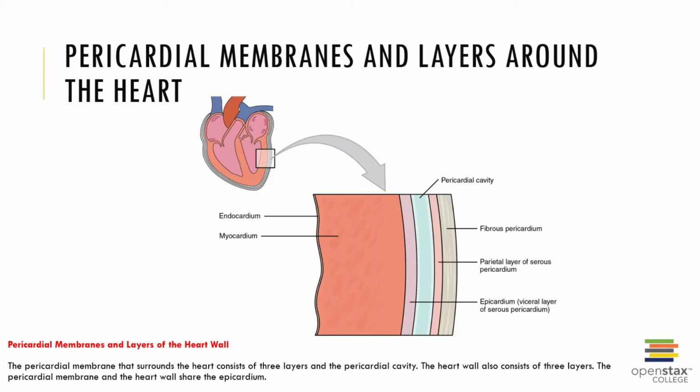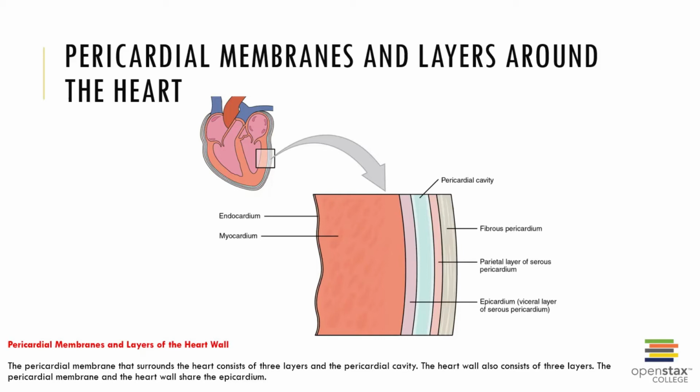And then between the parietal and visceral layers of the serous pericardium is a space called the pericardial cavity, and it contains pericardial fluid. So on each beat, the heart is going to change its size and shape, right, as this all is occurring. So the pericardial cavity accommodates these changes, and the slippery pericardial lining prevents friction between the heart and the structures that are surrounding it, the adjacent structures.